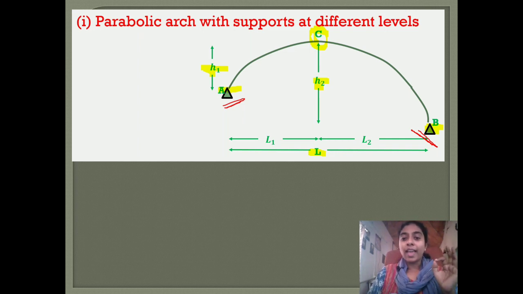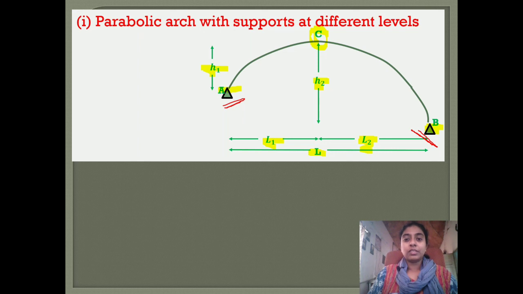Now we have L1 and L2. L1 is the horizontal distance from C to the support A, and L2 is the horizontal distance between the hinge C and the support B. So these things you should be clear about first: when the supports are at different levels, what is the horizontal distance between the supports and the third hinge, and what is the vertical distance, that is, the height between the supports and the third hinge?